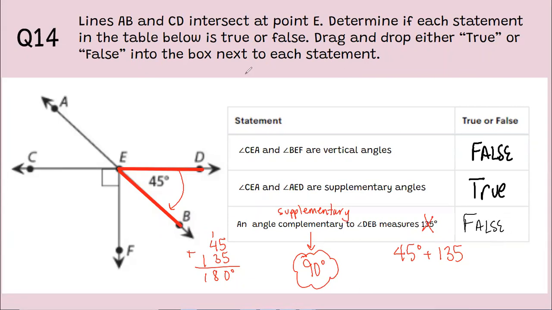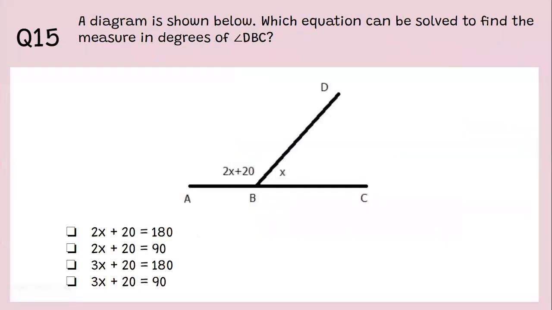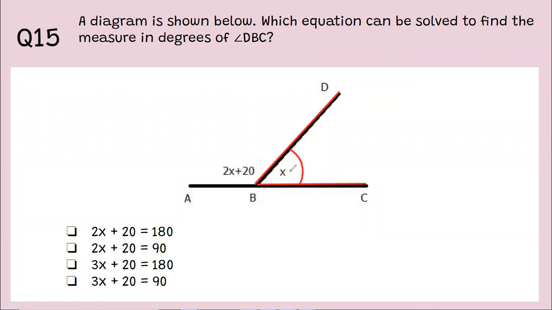Okay, we're going to do one more, and then I'm going to pause the video and go on to the next set of questions. The next question is question 15. All right, it says a diagram is shown below. Which equation can be solved to find the measure in degrees of angle DBC? Okay, angle DBC, that I'm highlighting in red. Notice that angle DBC is called X. So what they're saying is, how do I find out how many degrees X is?